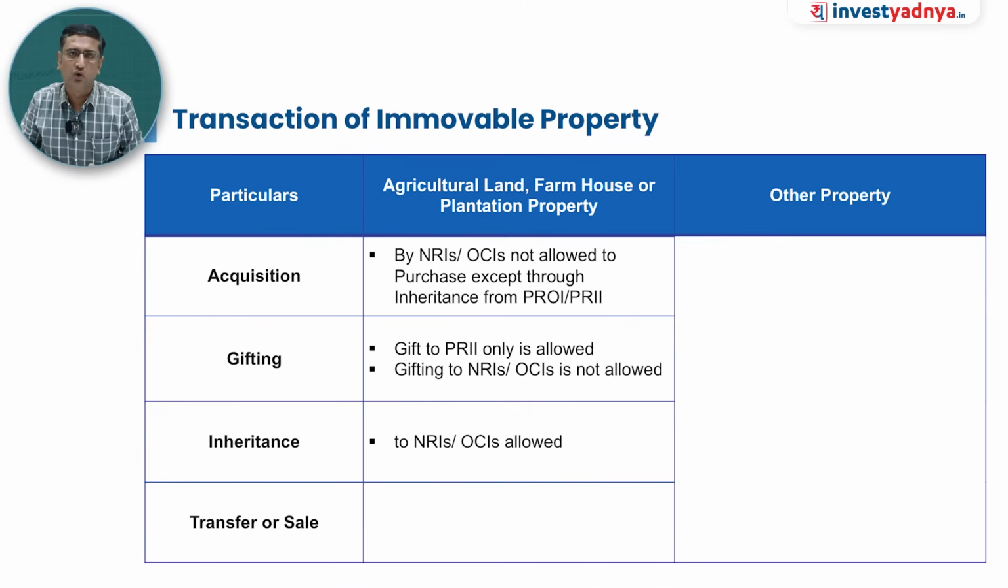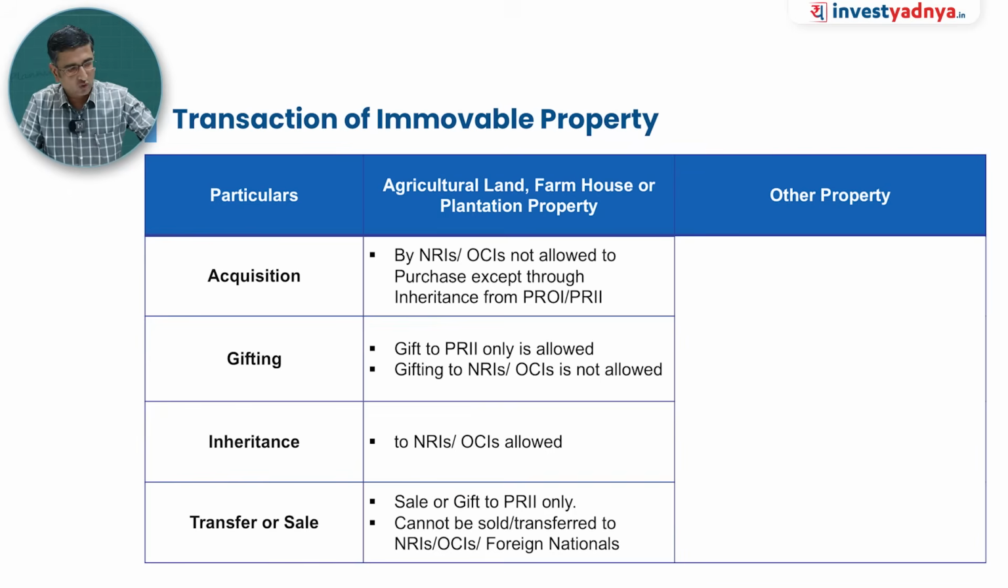then in that case, what about the selling? Buying is not allowed being an NRI or OCI, but because I am owning that property, what about the selling of those properties? If I am going to sell that property being an NRI or OCI, sale is only allowed to a person resident in India. So I am allowed to sell only to an Indian resident. I cannot go and sell to another NRI or OCI. I cannot sell, at least not all immovable property, only the agricultural land, farmhouse and plantation property, to any other NRI or OCI or foreign national. I have to compulsorily sell these properties to a person resident in India, meaning an Indian resident only. I cannot transfer to an NRI, OCI or foreign national.